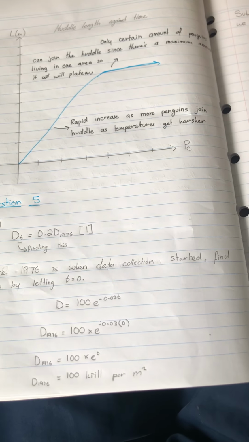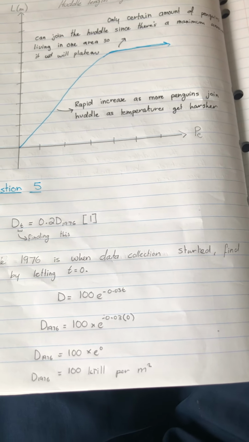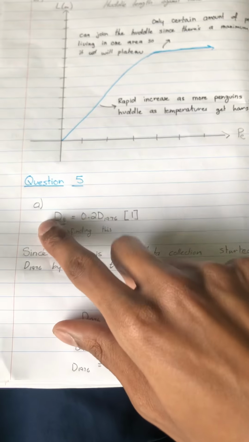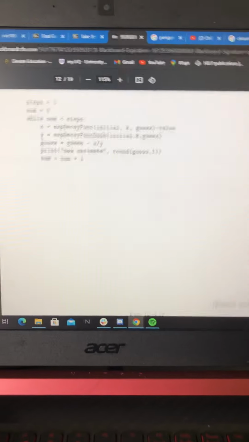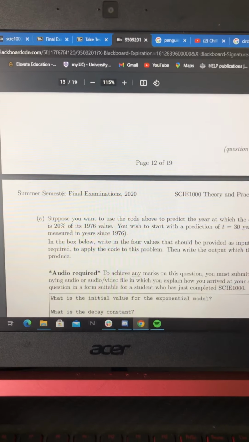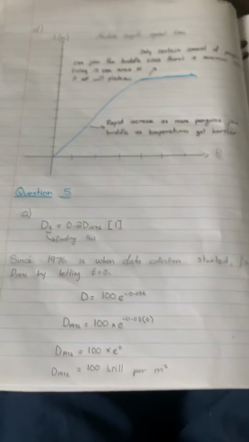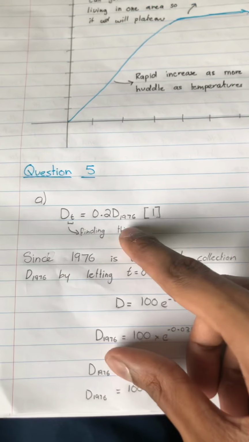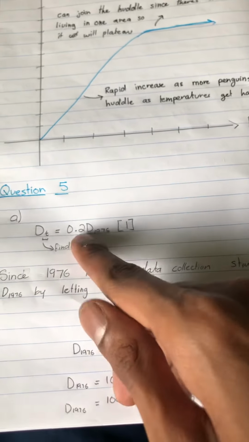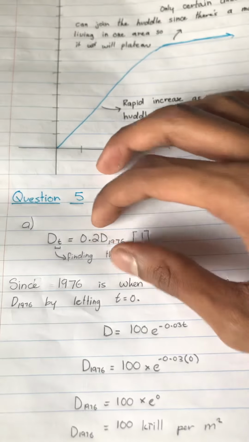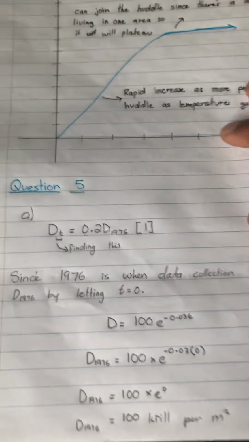So question 5 essentially tells you to find a t-value for when 20% of the krill from 1976 is present. So the first step is to realize that 20% means that d of t is equal to 0.2 of 1976. So now we can try and solve for d of t.